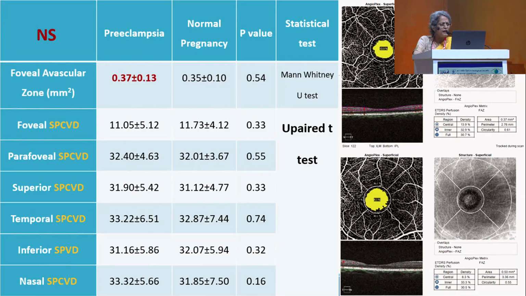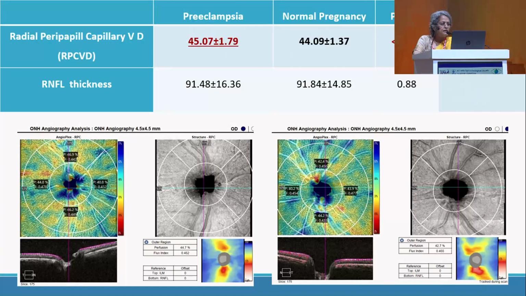The foveal avascular zone, all these pictures are showing the foveal and the parafoveal, superior, temporal, inferior and nasal. The difference from the normal pregnancy was not significant. This is the radial peripapillary capillary vessel density. Now this was very significant in the preeclampsia cases, the vessel density was more. Retinal nerve fiber thickness was similar.